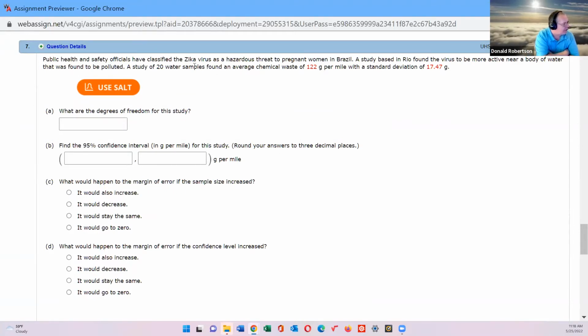Public health and safety officials have classified a virus called the Zika virus, which I vaguely have heard of but forgotten about. This particular virus is bad for women who are pregnant, because I think if I recollect right, if the mother, before she's had the baby, gets this virus, it affects the child, right? It can affect the child. How does it affect the child?